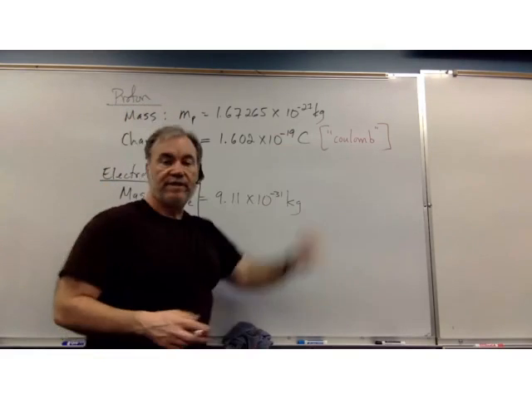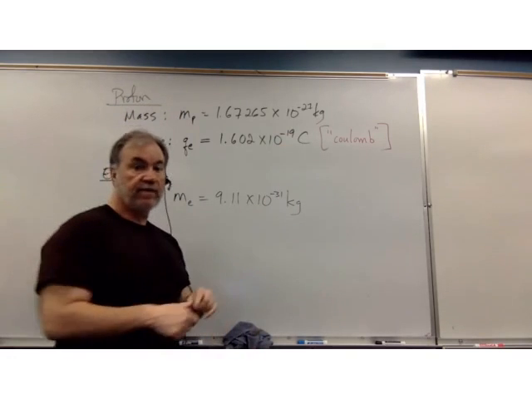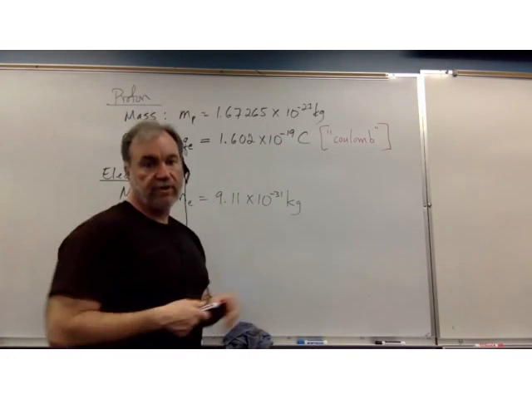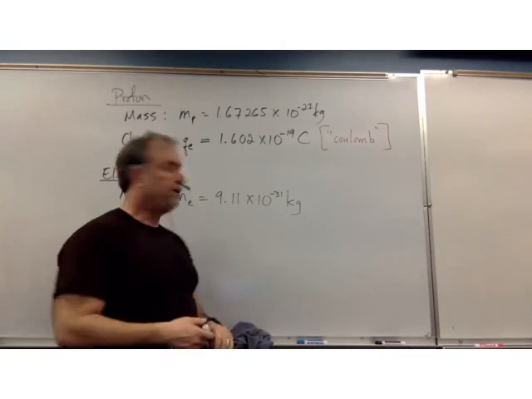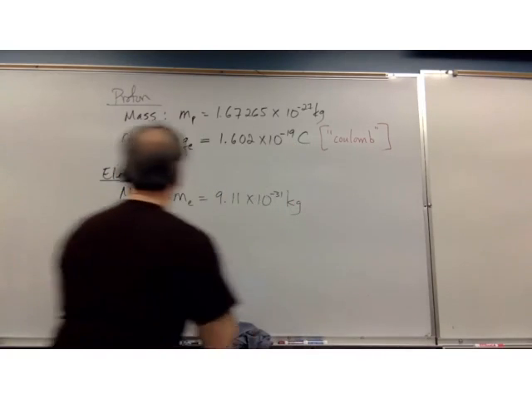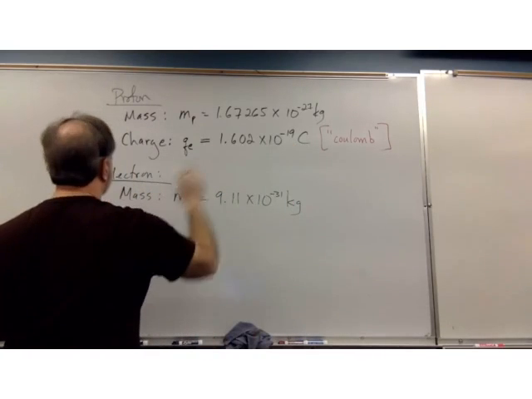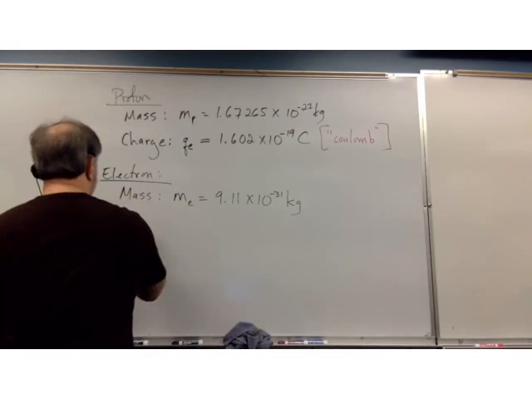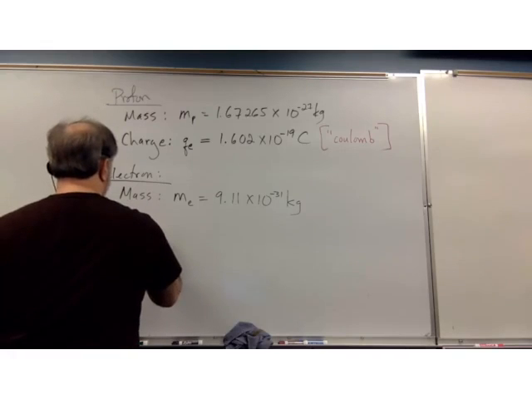Now, exactly what a coulomb is and how that works, that's coming. But for now, that's just the unit. I mean, where did kilogram come from, right? It's just something we chose. And so that's for the proton. Likewise, the electron has an electric charge.